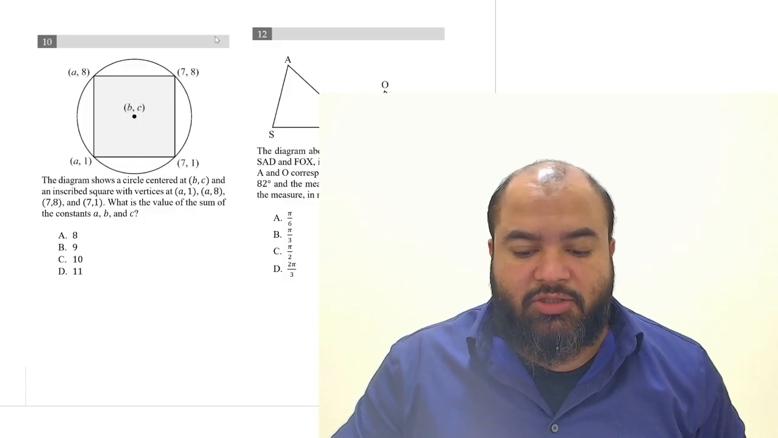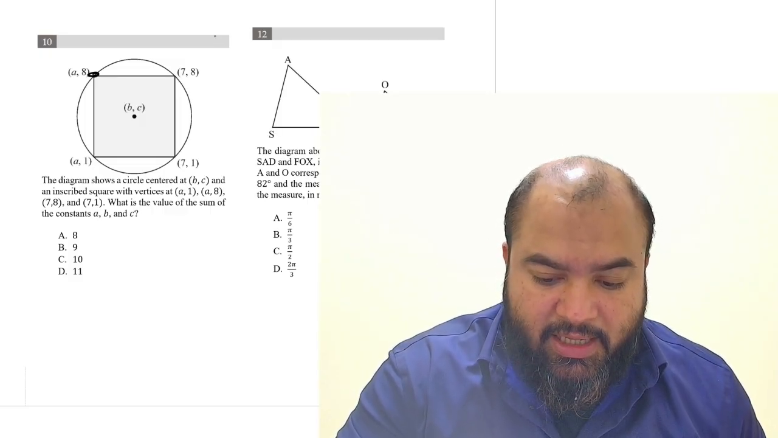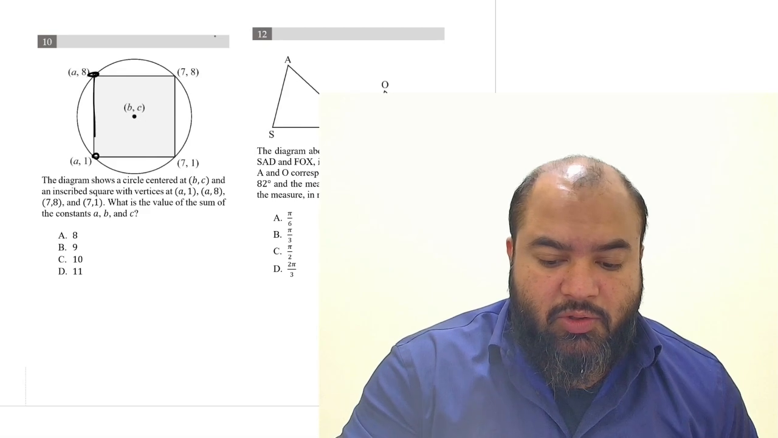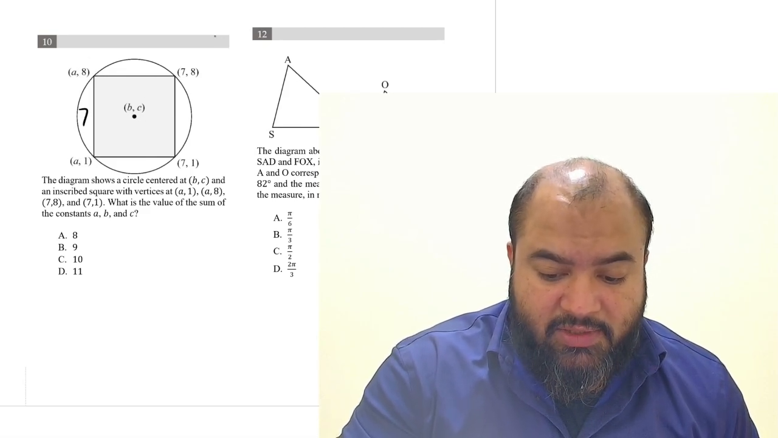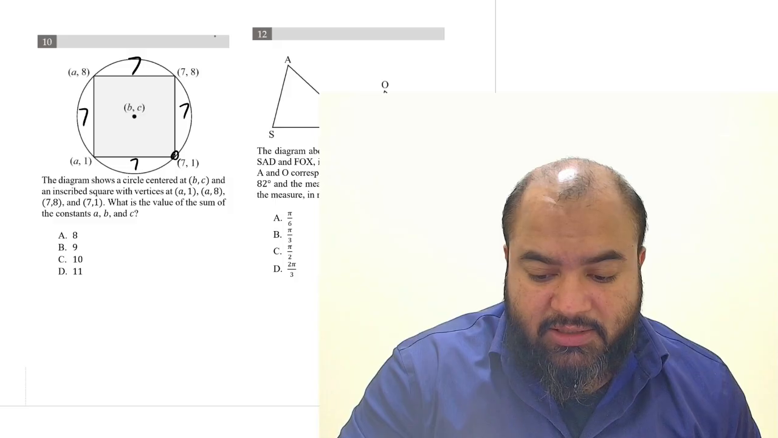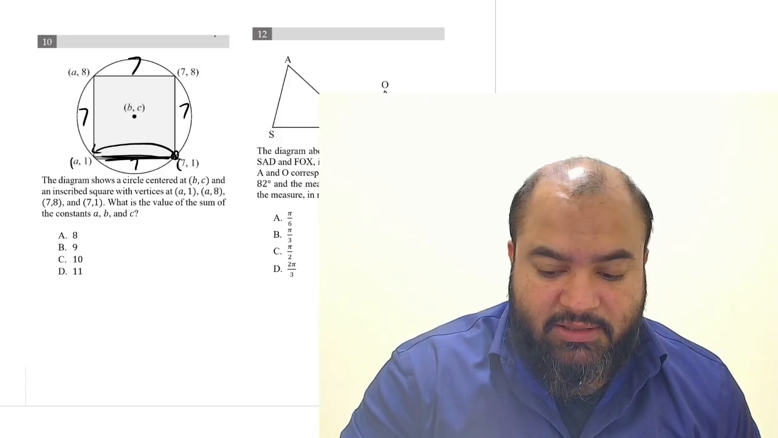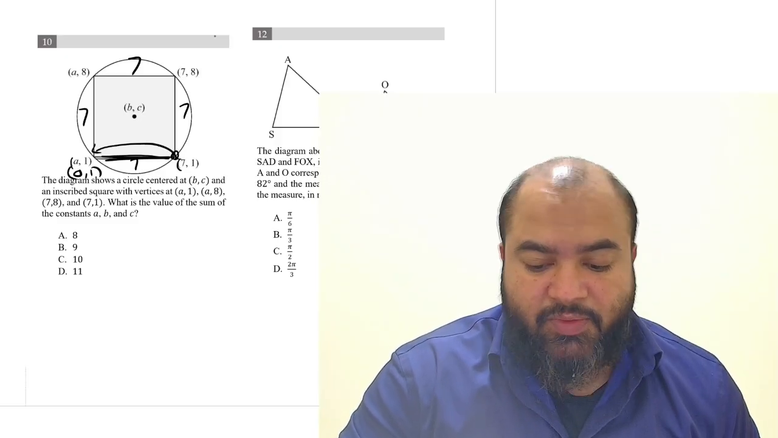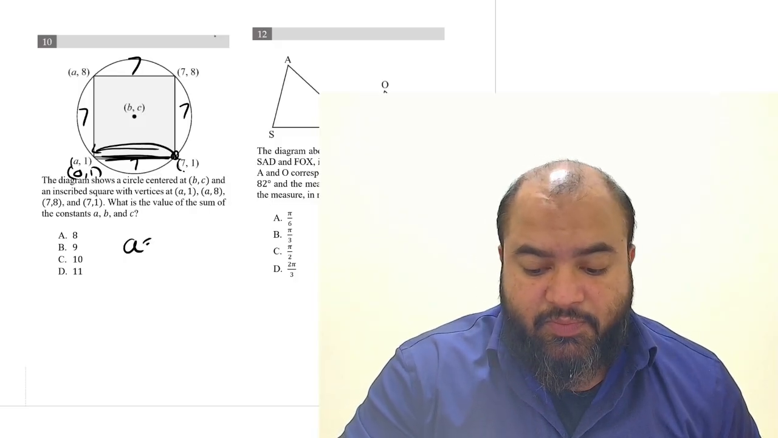Number 10 is interesting. So take a look at that. So this is 8, a comma 8. This is a comma 1. So the distance is 7 units from 1 to 8, so the side length of the square is 7. Now, if you look, this is 7 comma something, right? The x coordinate is 7. X coordinate is a. So remember the distance is 7. So if I go back 7 units, a will be 0, because 0 to 7 is 7. So a is 0. Okay.